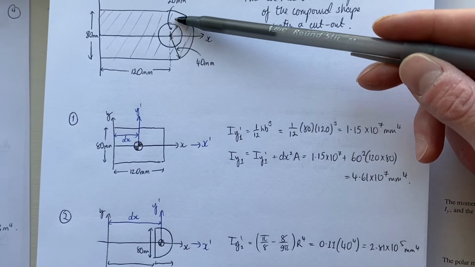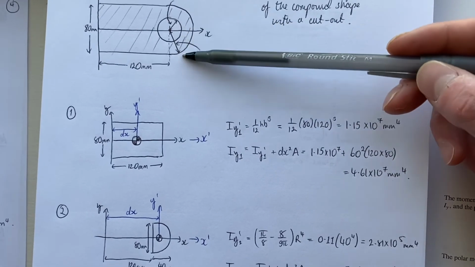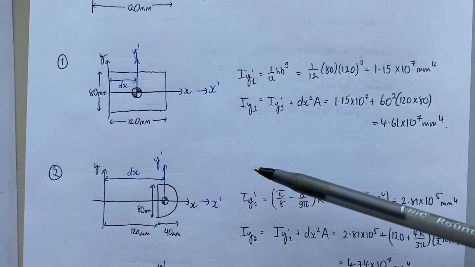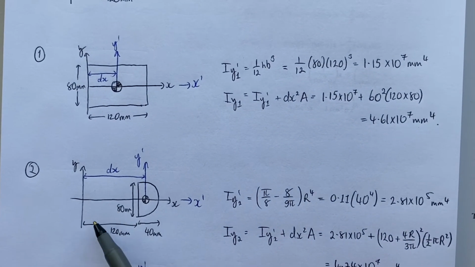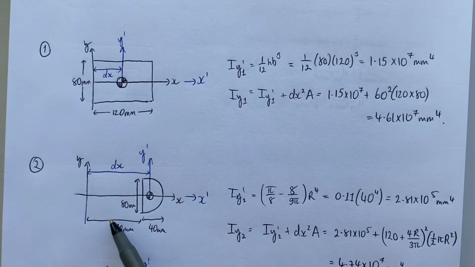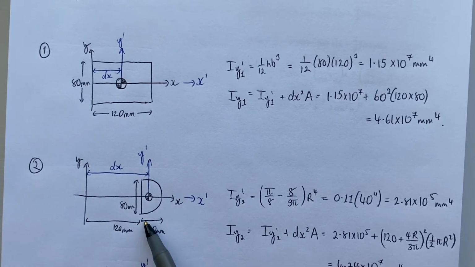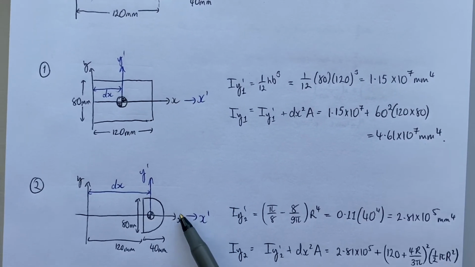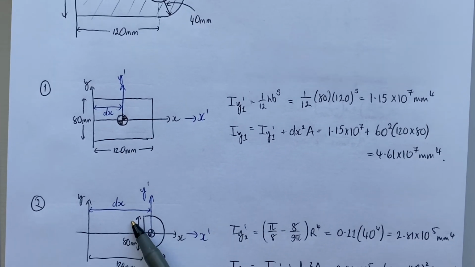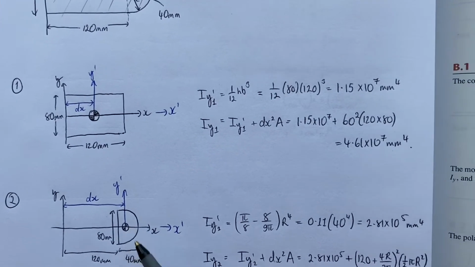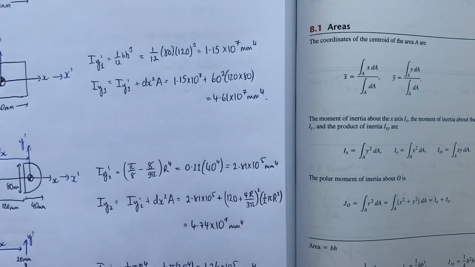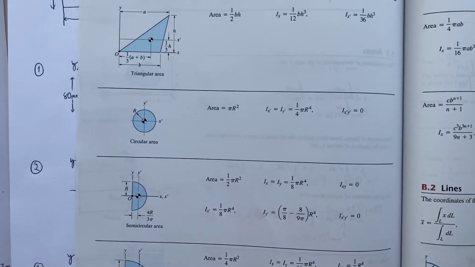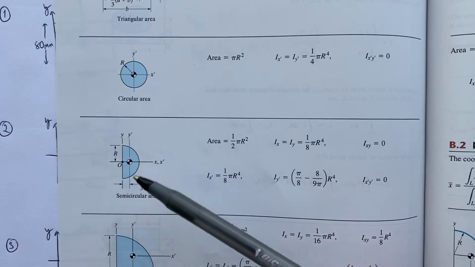So next we're going to deal with the semicircular piece that's stuck on the end, right? So I've drawn it here with the shift, so I know this is 120 mil. I know the radius is 40 mil from here, and I know the height is 80. So now I need to go back into my appendices and look at information about a semicircle, right?